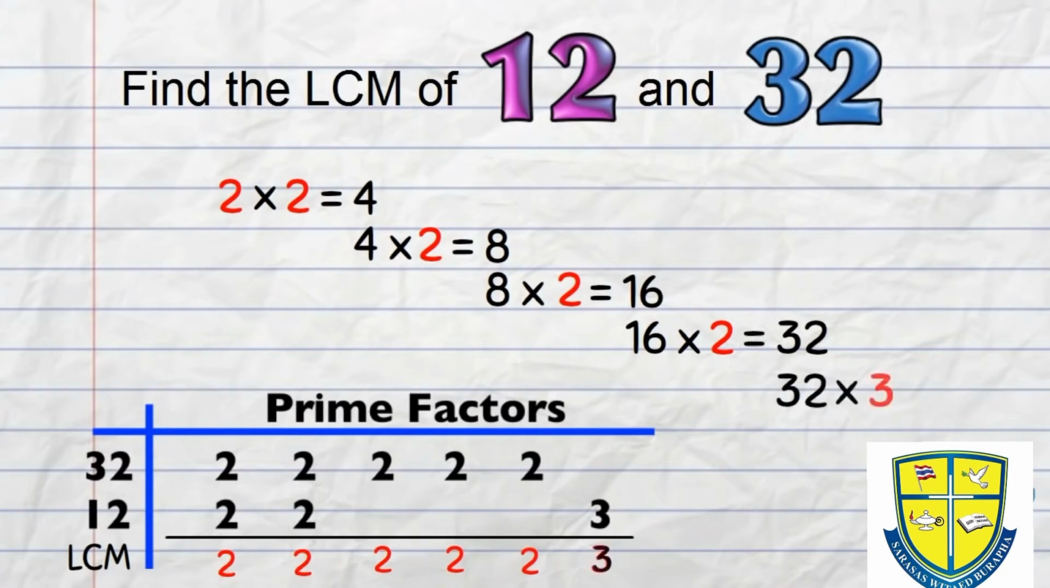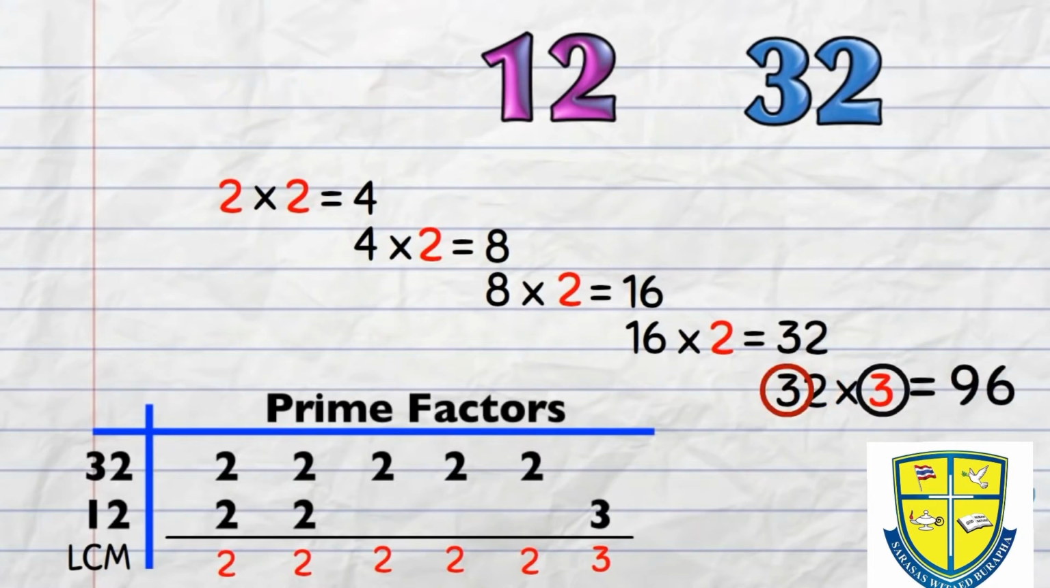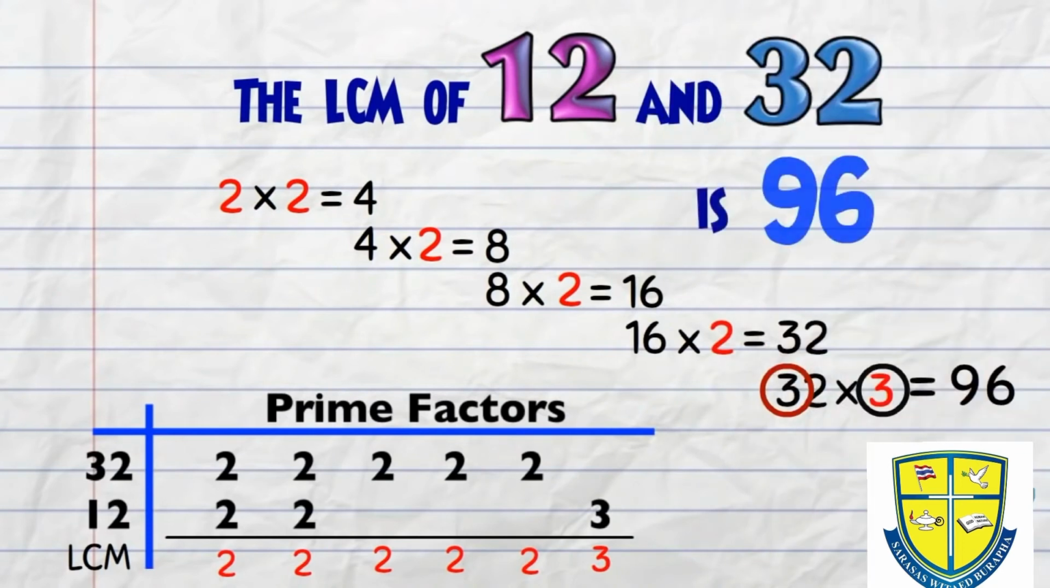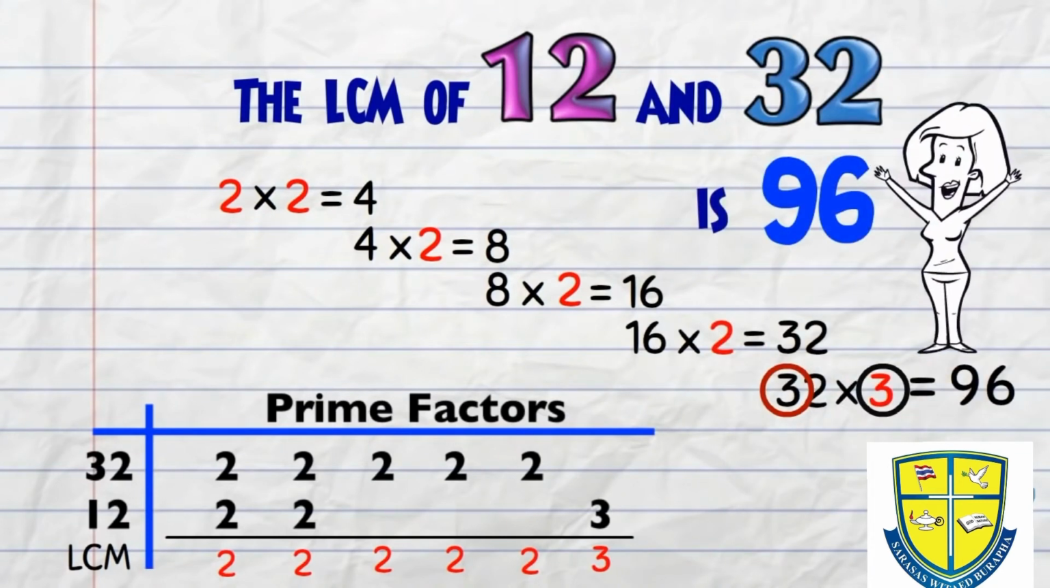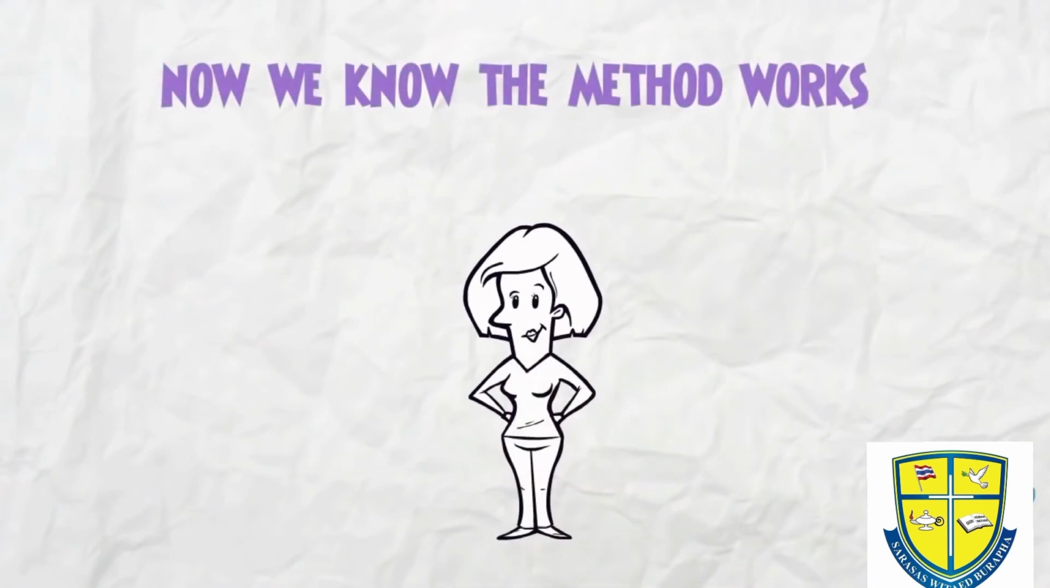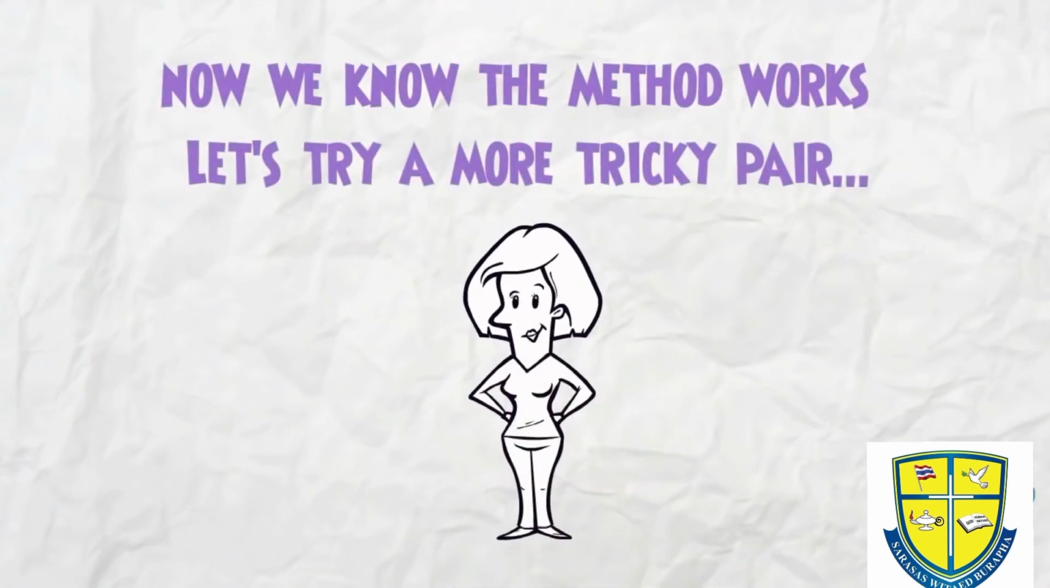32 times 3, well, 3 times 2 is 6, and 3 times 3 is 9, so the LCM of 12 and 32 is 96. And we know this is right because we already found the LCM using the multiple listing method. Now we know the method works, let's try a slightly more tricky pair.